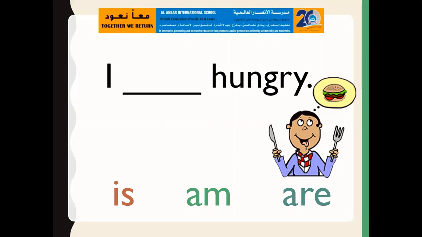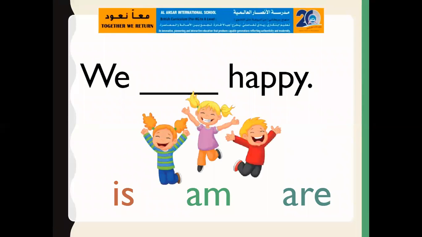Well done. The next example, which auxiliary verb is the correct verb to fill the blank? We is happy. We am happy. We are happy. That's correct. We are happy because we are talking about many people.